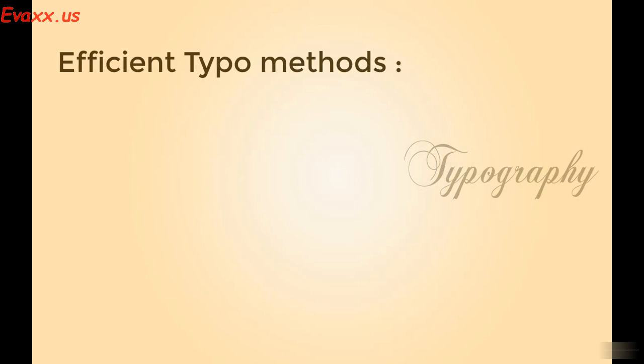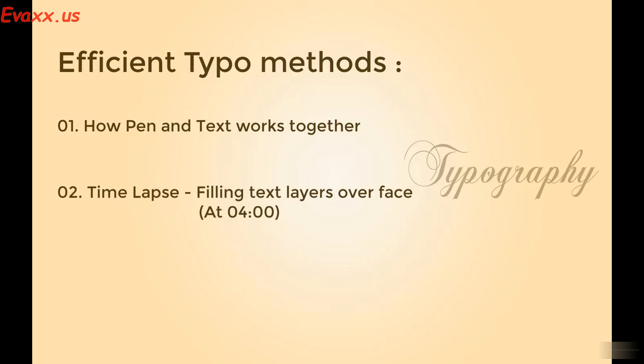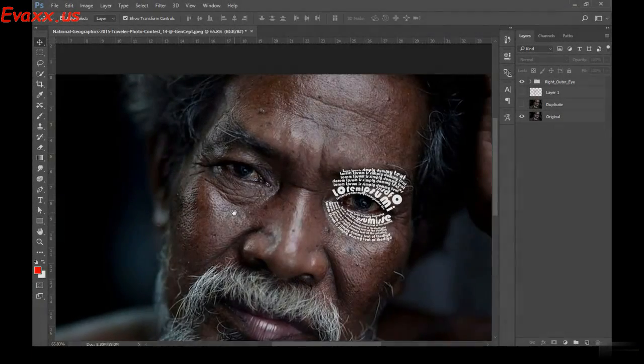So in this session we're going to talk about some of the efficient type methods, and how pen and text work together. We're going to see some of the issues which you might be facing and some useful tips that could help you in resolving those issues. By the end of the session we are also going to see the time-lapse video of how I'm going to finish up the face with the typography. So let's just go ahead and start doing it then.